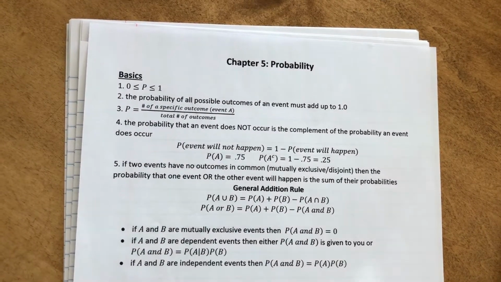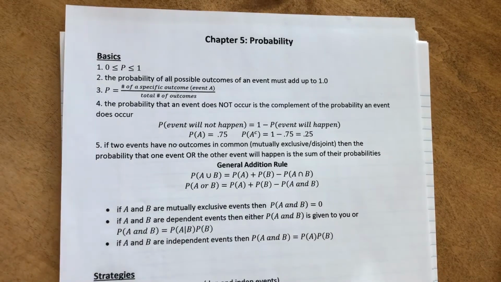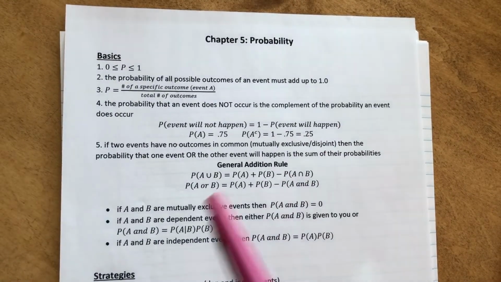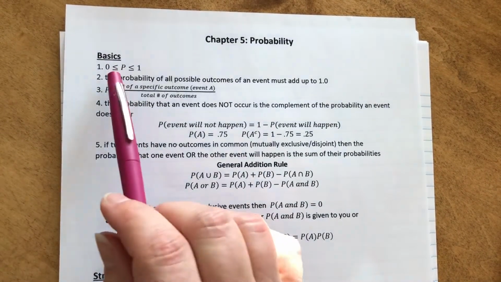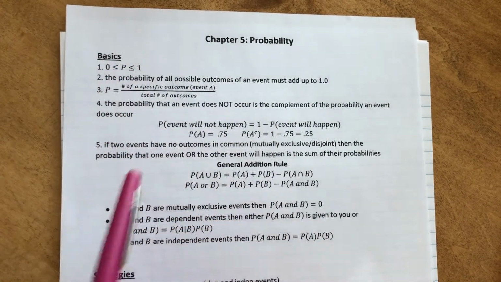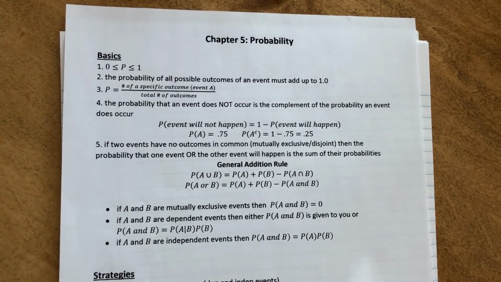Okay, let's tackle probability. I handed out this overview sheet in class, and over a series of videos we're going to go through what all of this means. So our first video today is the basics of probability, and we're going to deal with mutually exclusive events. Mutually exclusive events are events that cannot occur at the same time.